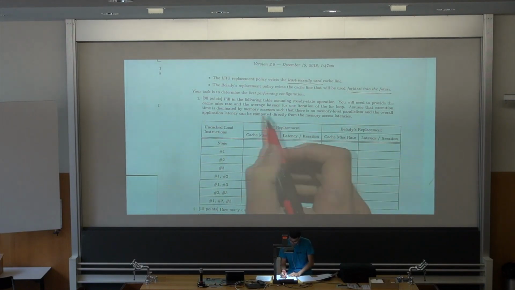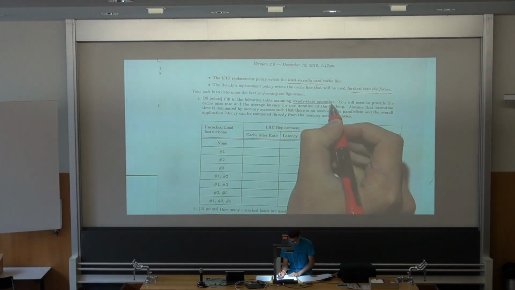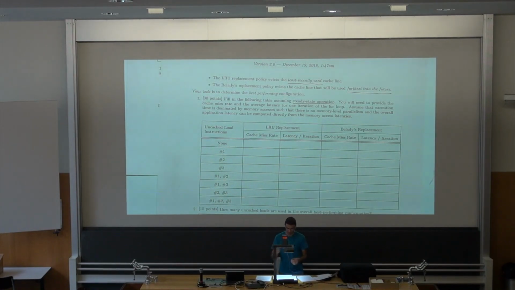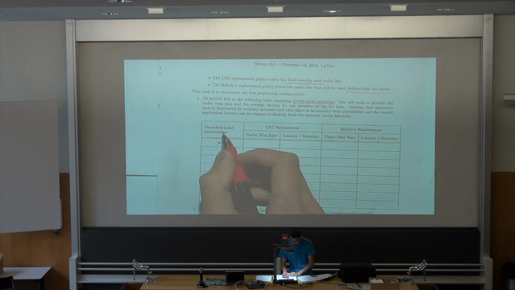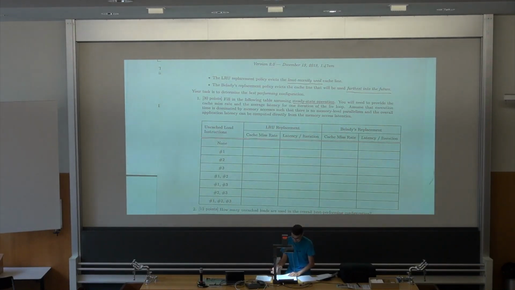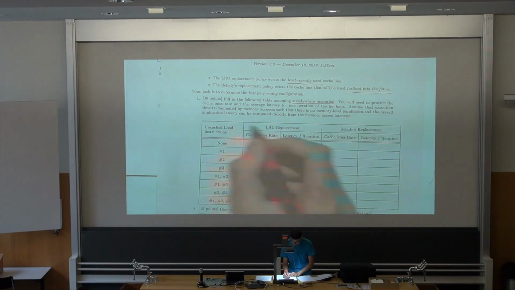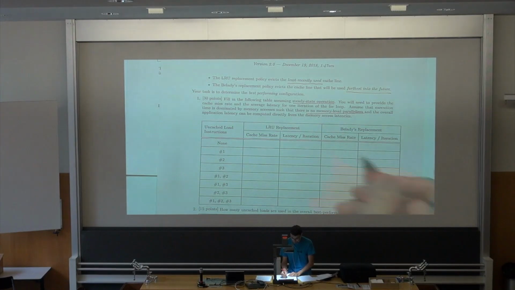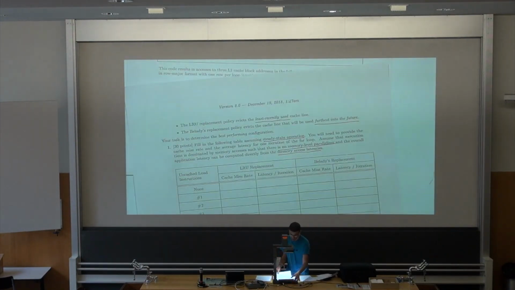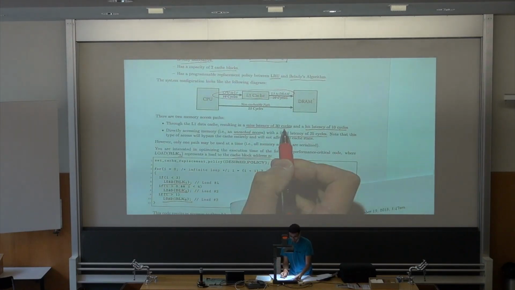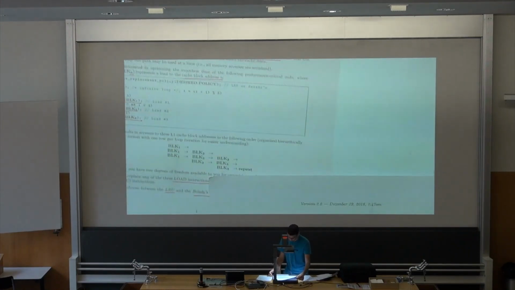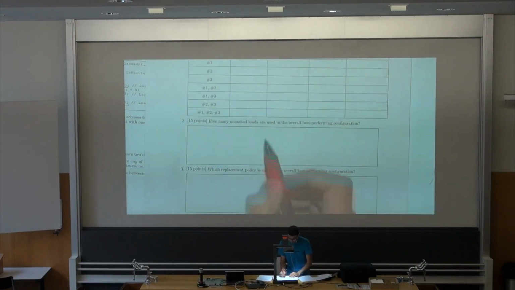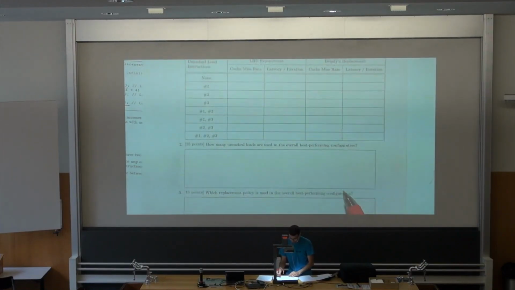Okay, so the question asks, fill in the following table assuming steady state operation, right? So we're not concerned with cold cache misses here, just conflict misses. And we will need to provide the cache miss rate and the average latency of one iteration, right? We can assume that the execution time is dominated by memory accesses such that there's no memory level parallelism, and the overall application latency can be computed directly from the memory access latencies. Those are the timings we're given here, with a miss latency of 30 cycles and a hit latency of 10 cycles.